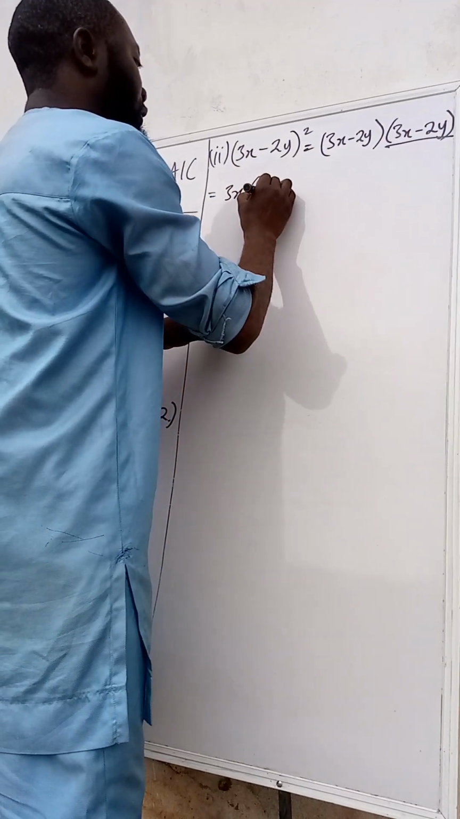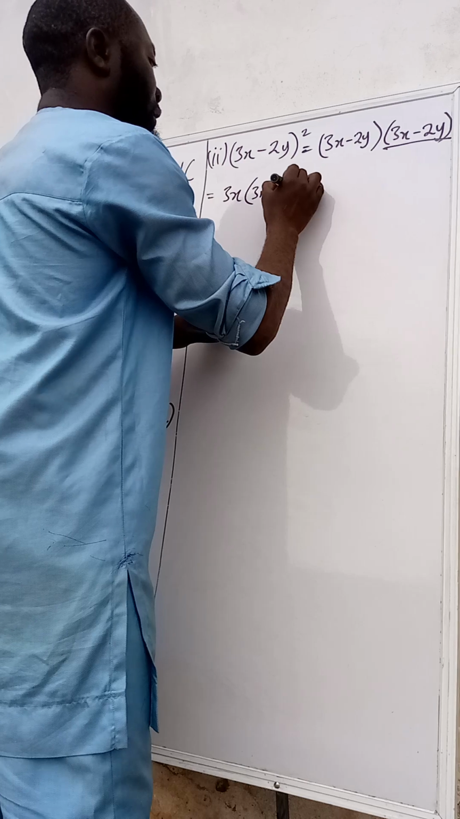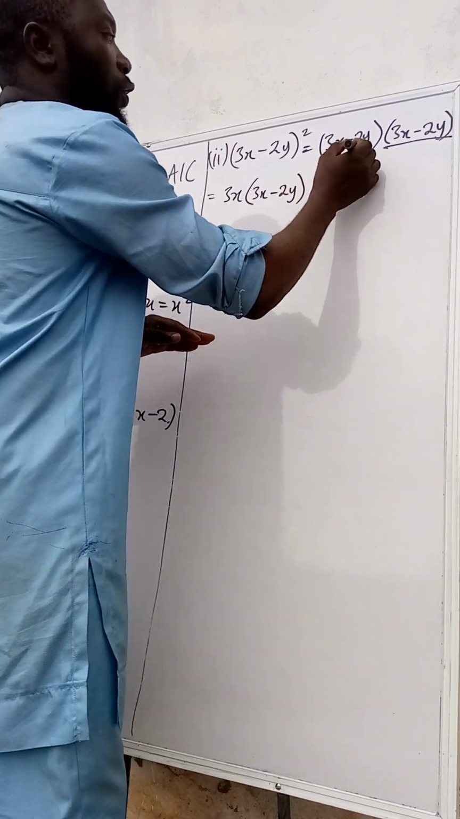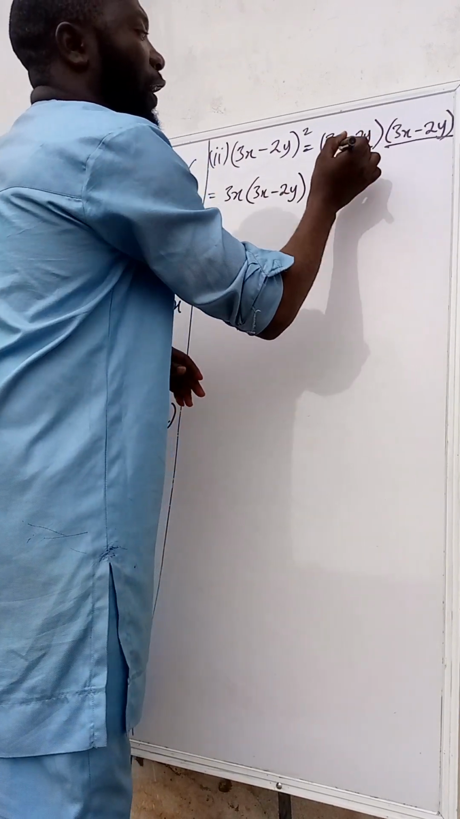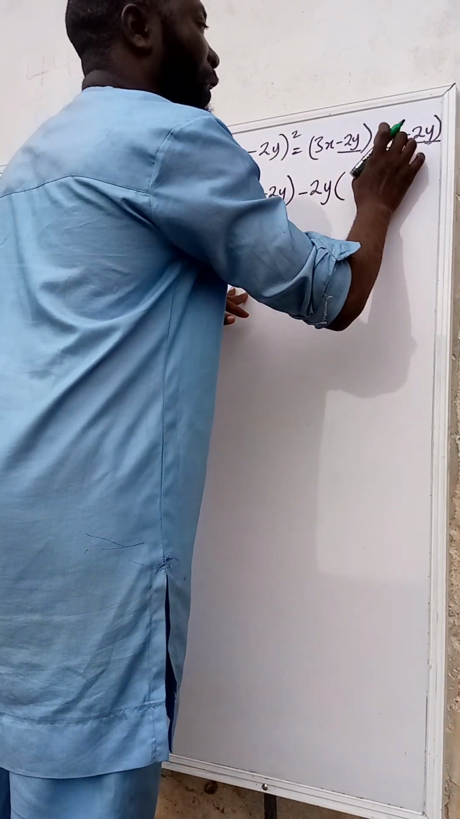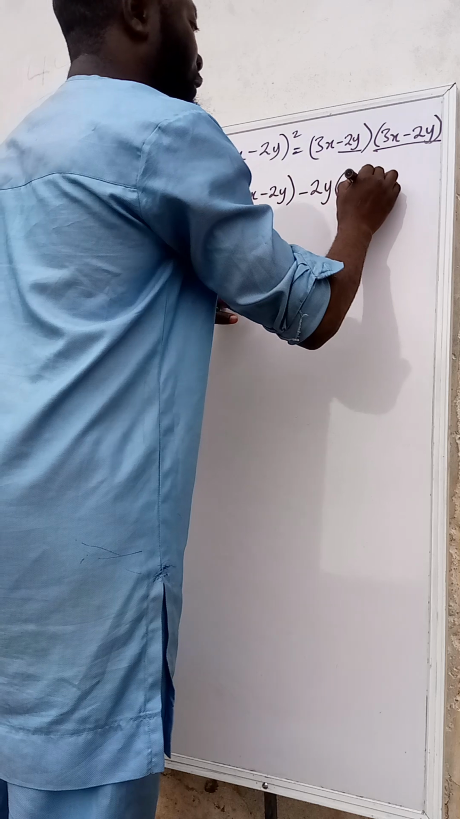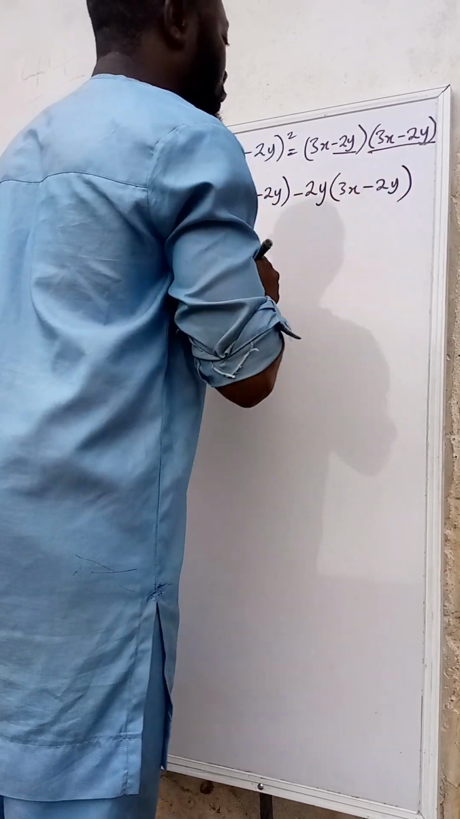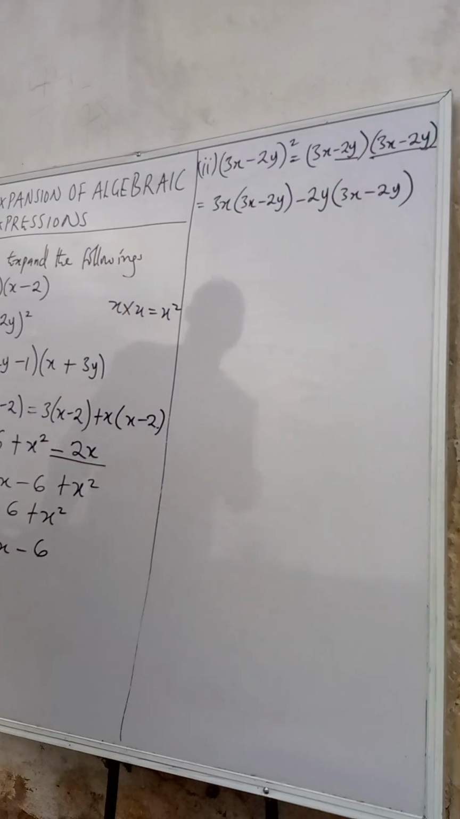So that is 3x minus 2y. What you have next is negative 2y. So that is minus 2y, used to multiply everything again: 3x minus 2y. Open this bracket again as usual.